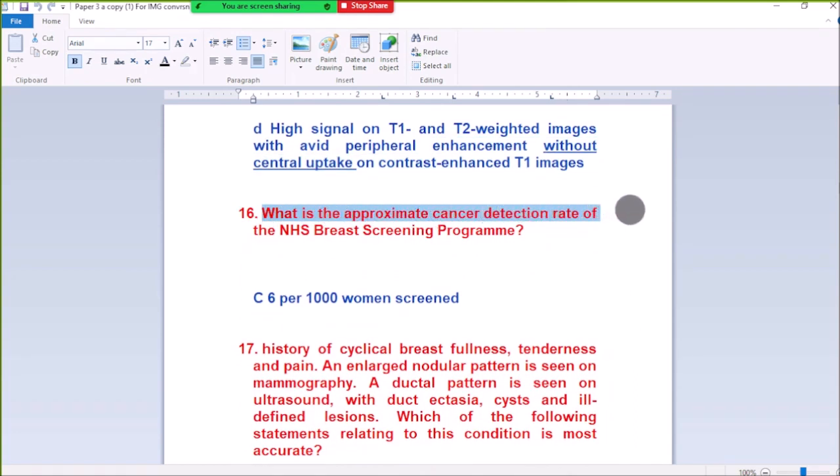Sixteen: what is the approximate cancer detection rate of the breast screening program? Six per 1,000 women screened.